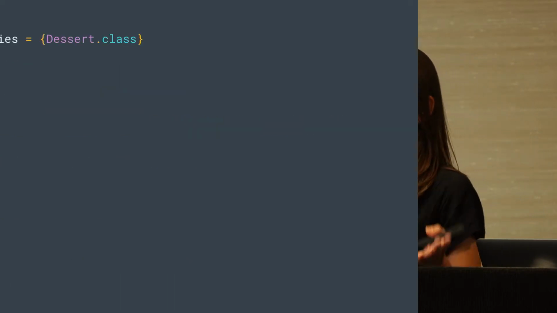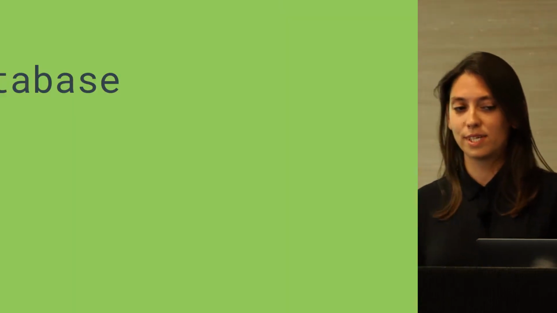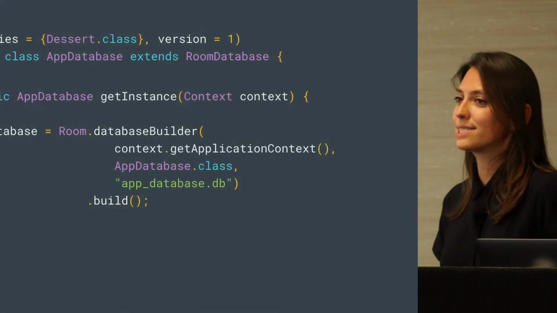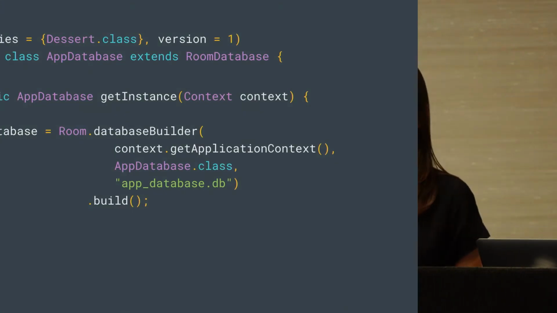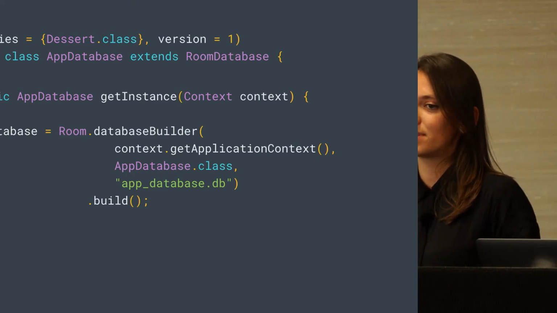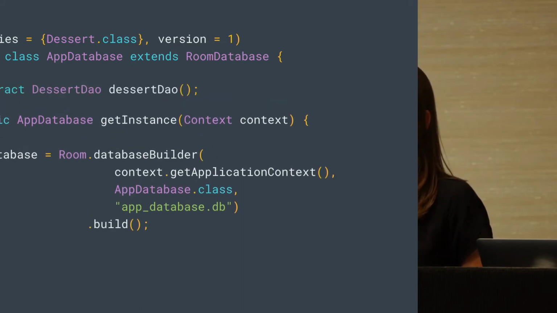OK, we define our entity. So we know the tables, but how do we define the database? Well, this is done with the @database annotation. More precisely, we would annotate with database an abstract class that extends the Room database. And here, we would build our database. And also here, we would define the DAOs that work with that specific database.